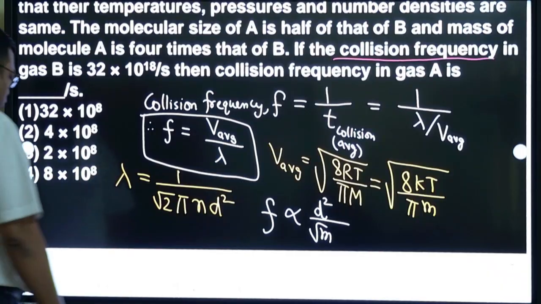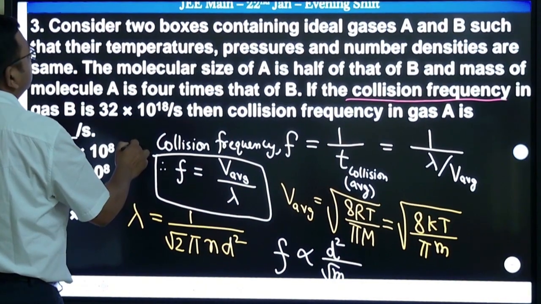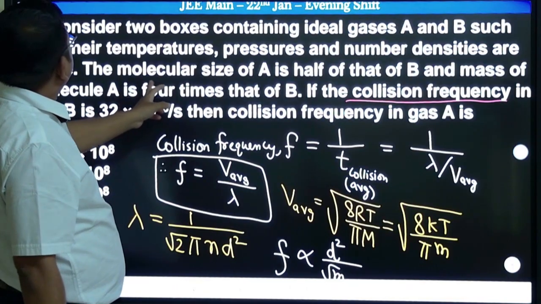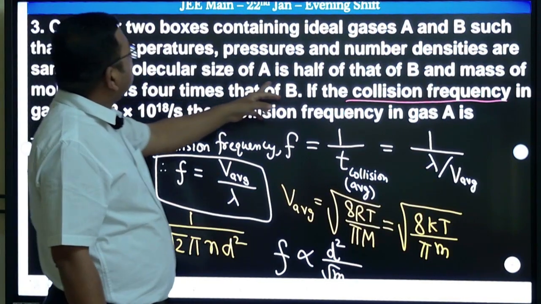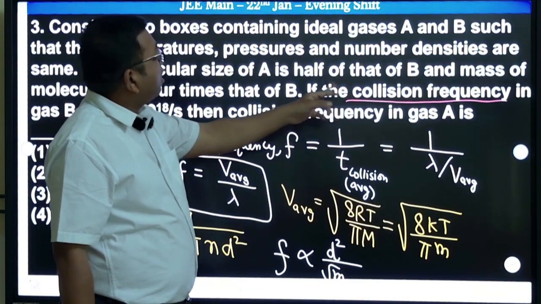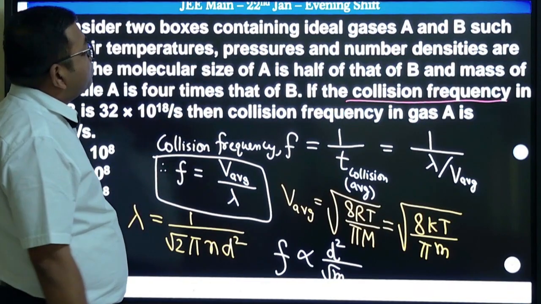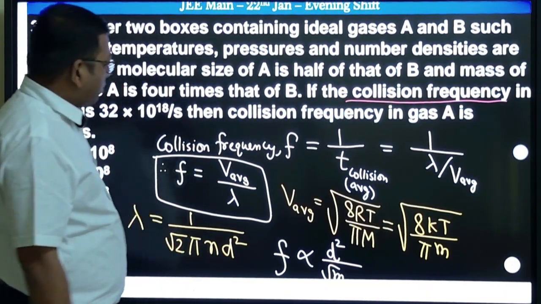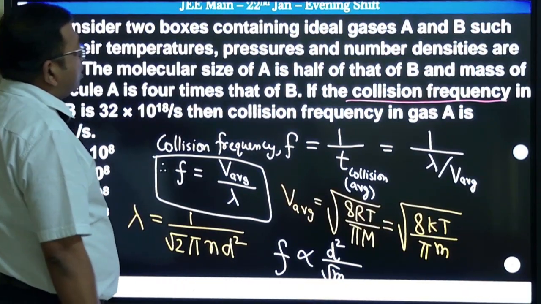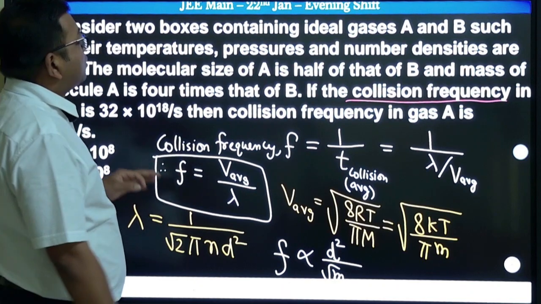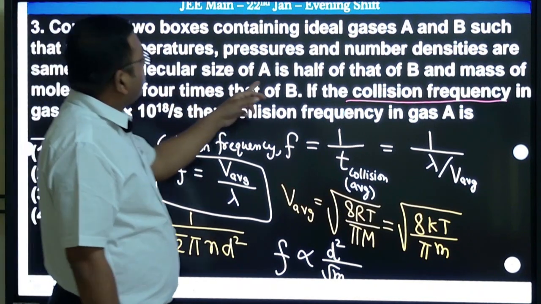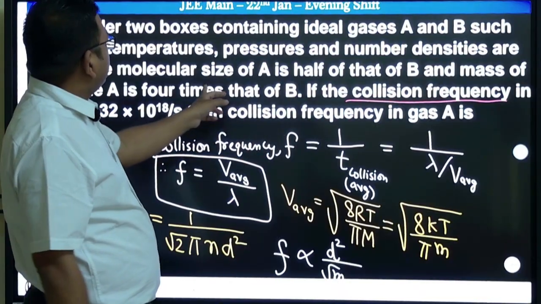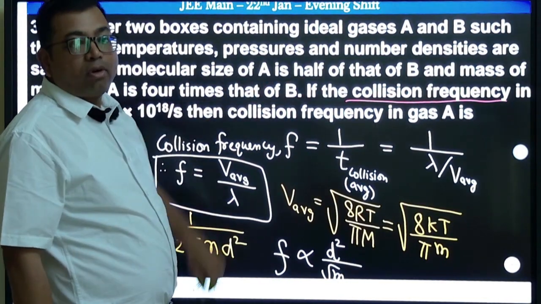Now we can apply this to the question. What are the conditions given? Everything else is the same, so number densities and the rest are the same. The molecular size of A is half, and the mass of a molecule of A is 4 times that of B. You need to figure out how many times the diameter and mass are changing. They are asking us to calculate for A, so the molecular size of A is half of that of B.